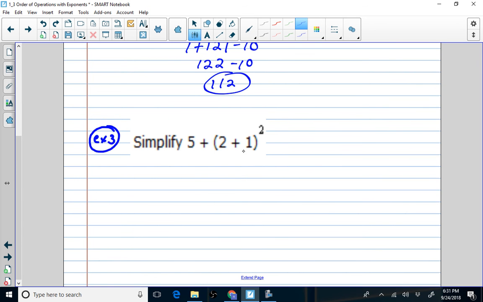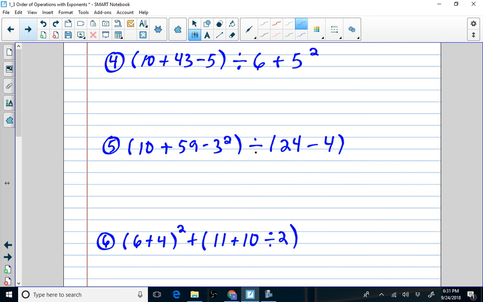This last example, we have parentheses, which has to be done first. So this is 5 plus 2 plus 1 is 3, but whatever is inside the parentheses has to be squared. So we found what's inside the parentheses, 2 plus 1, but now we have to square it. So this is 5 plus 3 squared is 9. And that's going to be 14.